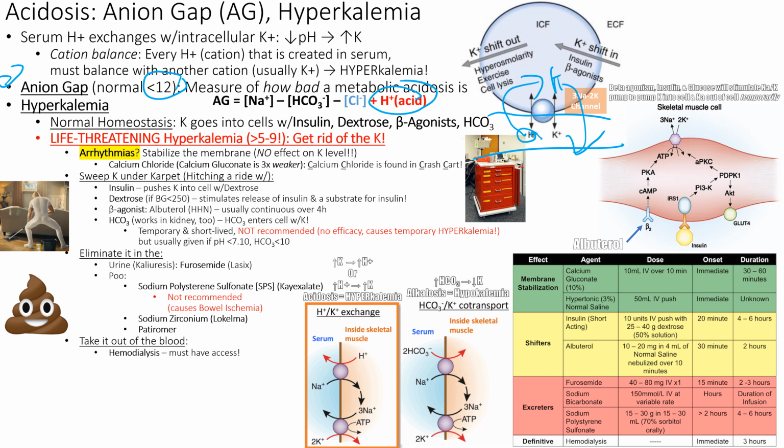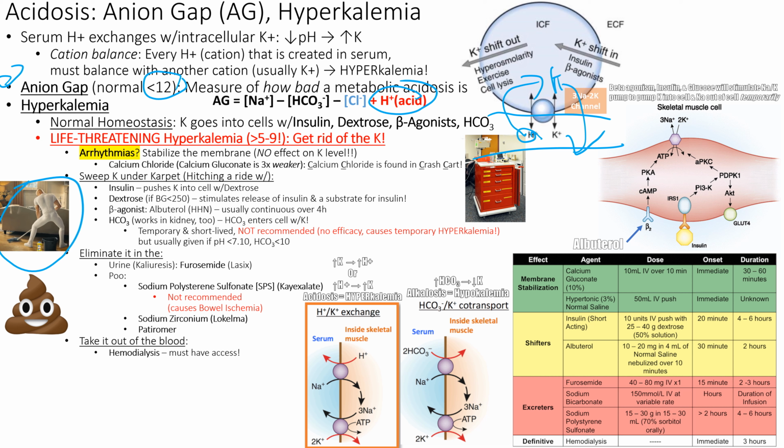So with calcium chloride and calcium gluconate, one's weaker than the other. The one that's found in the crash cart when someone's coding, the crash cart's red there, that's the one that's going to be the strongest. So CC is in the CC. Calcium chloride's in the crash cart. All right, that's the strongest one. Okay, then you have other ones that sweep the potassium under the rug, like Mr. Clean right there, right? All they're doing is pushing the potassium into the cells, right?